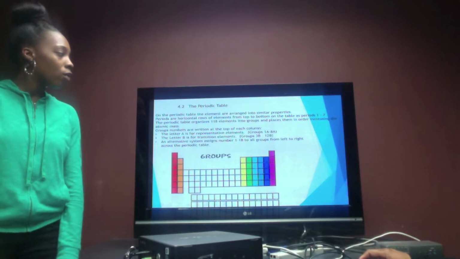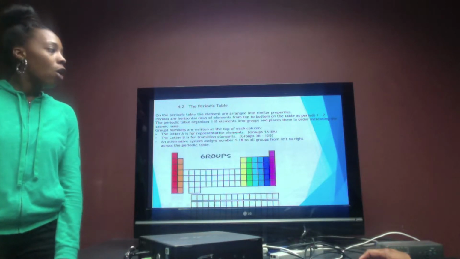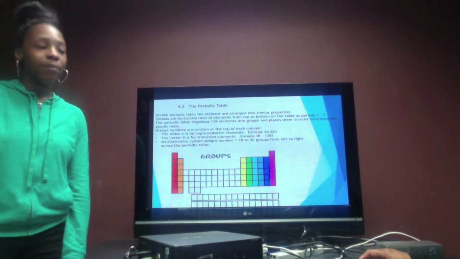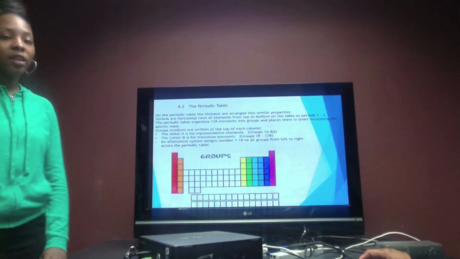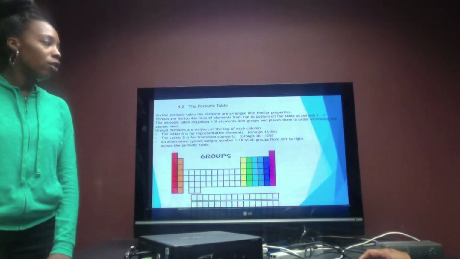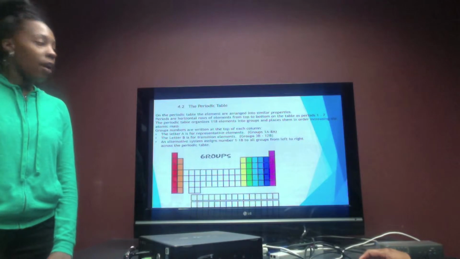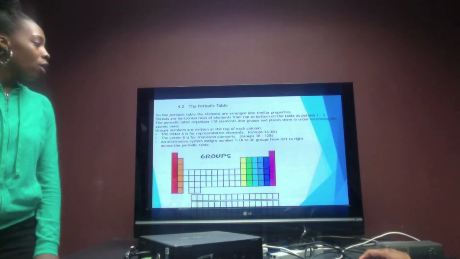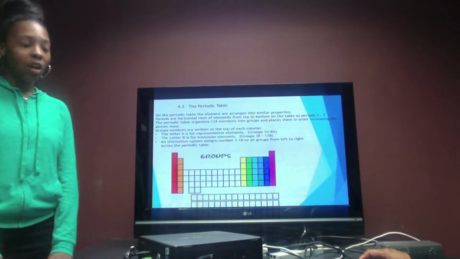Periods are horizontal rows of elements from top to bottom on the table, periods 1 through 7. The periodic table organizes 118 elements into groups and places them in order of increasing atomic mass. Group numbers are written at the top of each column.